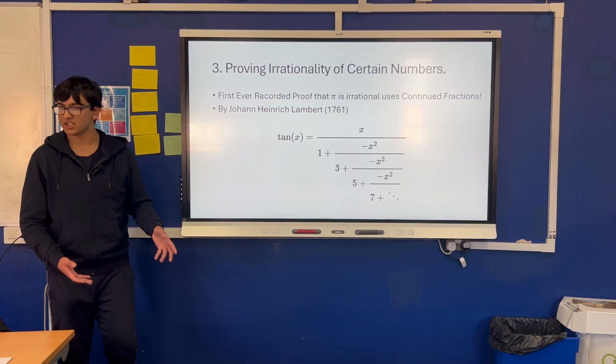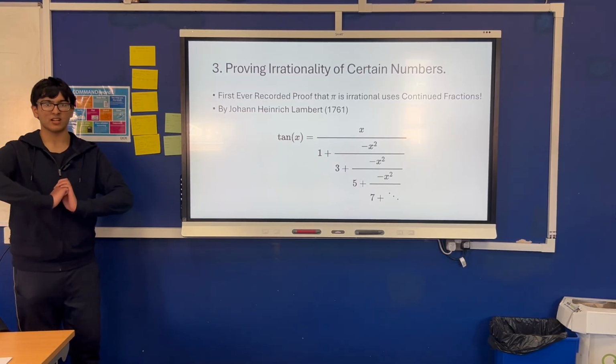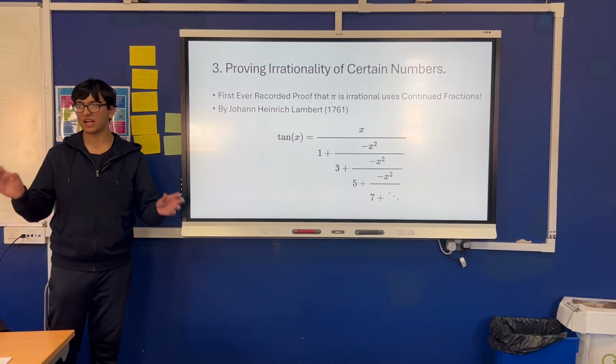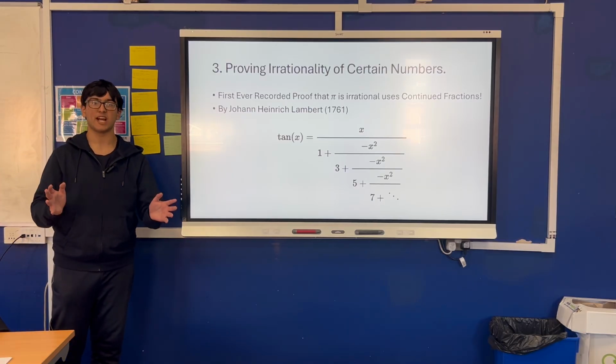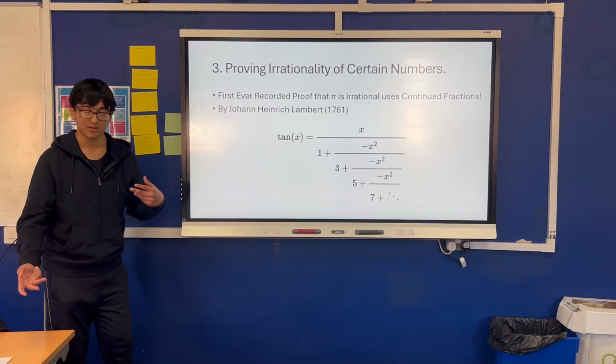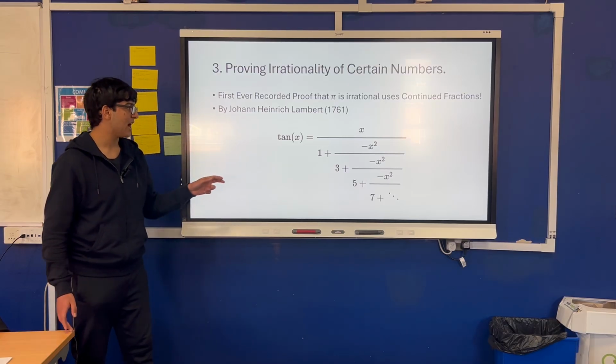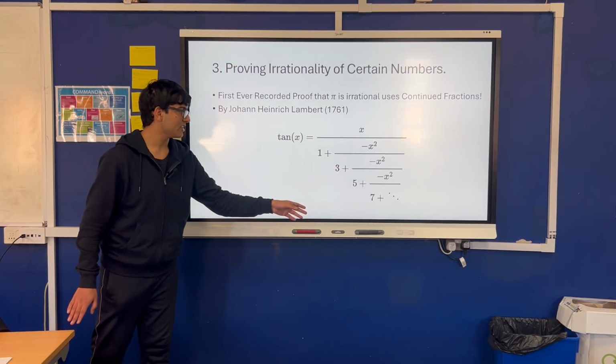It's an infinite continued fraction with no nice periodic properties. Okay, so here's how we're going to do this. Let's assume, by contradiction, that pi is rational. Well, that means pi over 4 is also rational, and I can substitute pi over 4 into here, tangent of pi over 4. And I get this infinite continued fraction.